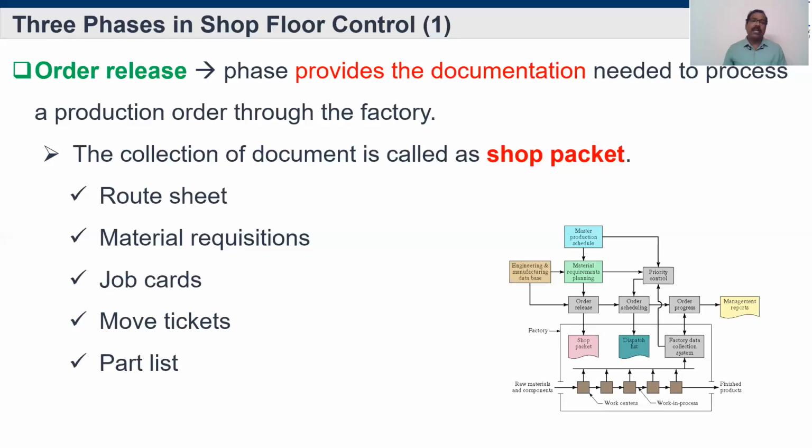Okay, so the moving ticket and the part list, what all the parts are there. This is what comes under the documents in the shop packet. This shop packet will be provided by the order release. This is one of the phases in shop floor control.